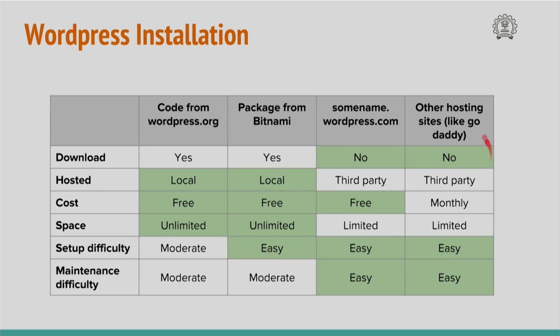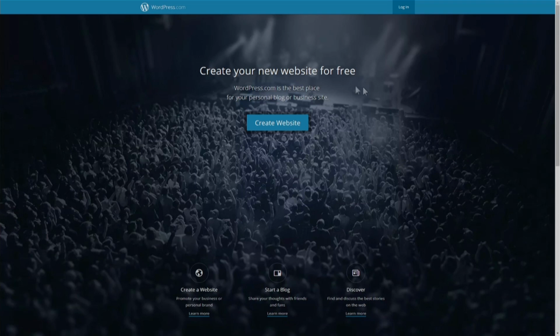Whereas if you go to third party sites who also let you host your own name, then you might have to pay a monthly fee, but otherwise this is also easy to set up and maintain. What I will show you now is how to create an account and set up a website in wordpress.com. So I am going to switch over and show you how that is done.